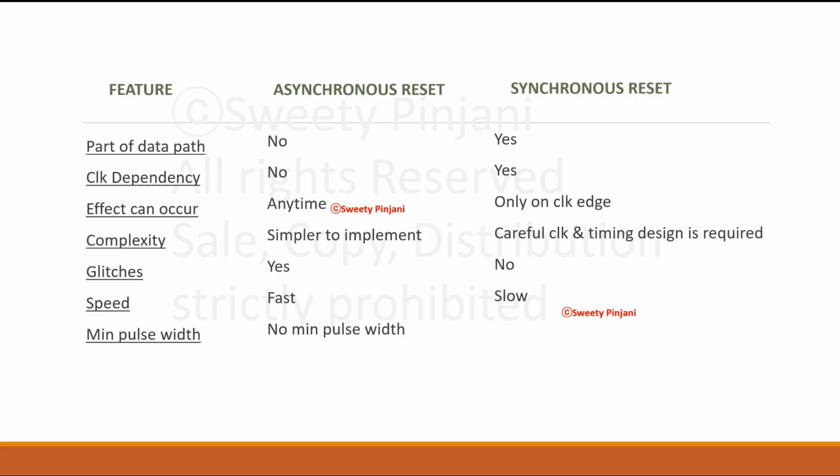But in case of synchronous reset, if the pulse width is not enough for the clock edge to occur, then you will miss that particular reset. That's why the minimum pulse width for the synchronous reset should be long enough to sample on the clock edge. The clock edge should occur in that pulse width so that you don't miss this reset. That's why I said it is more complex to implement. You need to consider this timing.